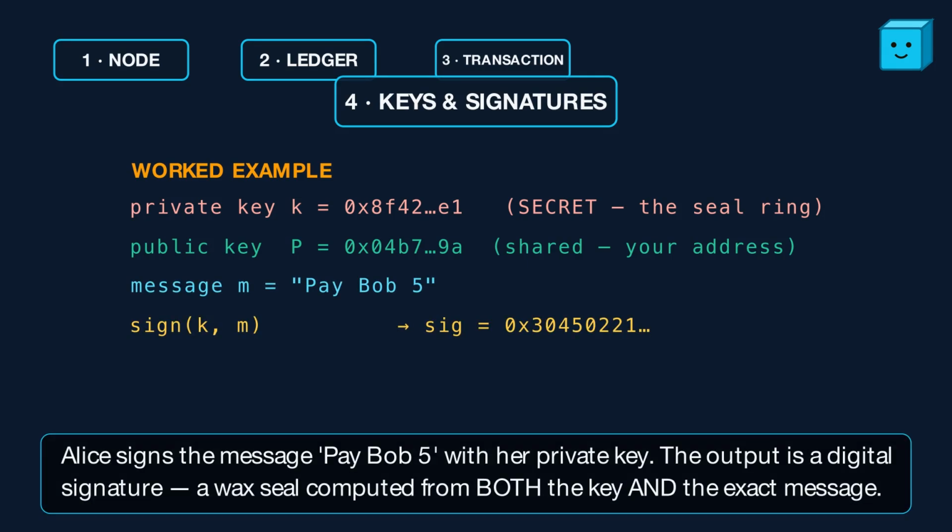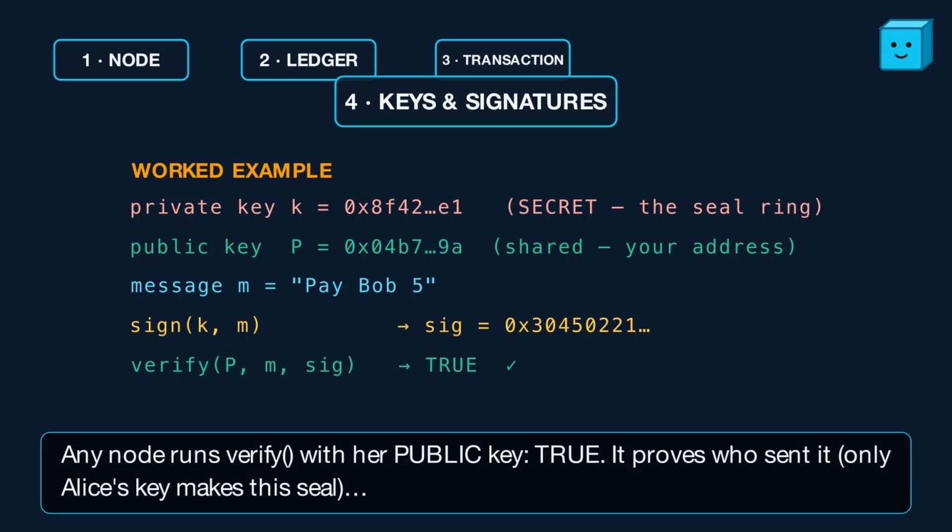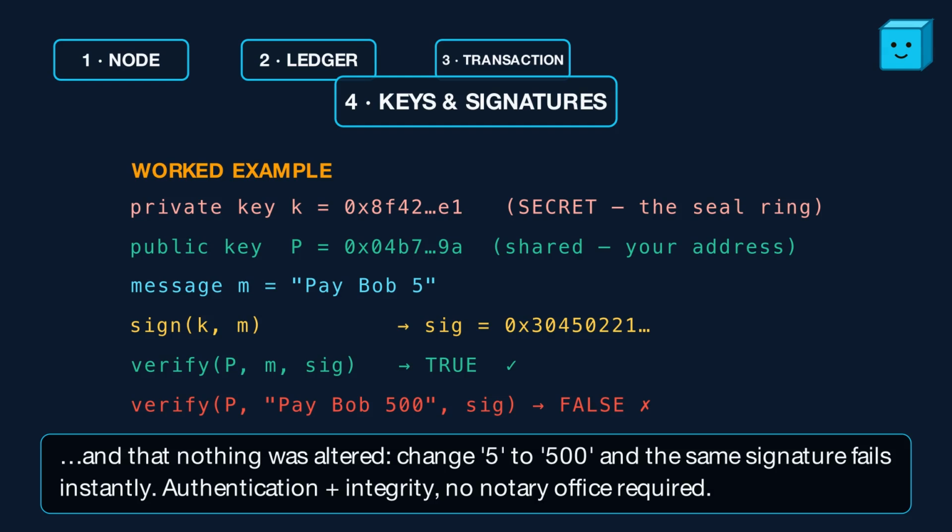Alice signs the message "Pay Bob 5" with her private key. The output is a digital signature, a wax seal computed from both the key and the exact message. Any node runs verify, with her public key. True. It proves who sent it. Only Alice's key makes this seal. And that nothing was altered. Change 5 to 500 and the same signature fails instantly. Authentication plus integrity. No notary office required.